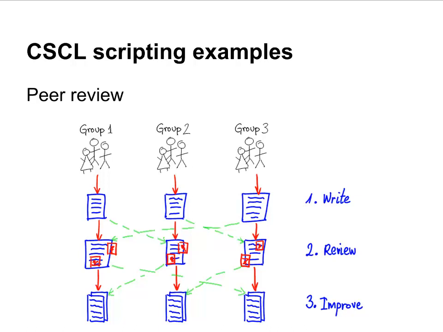One very simple example of macro script could be a peer review scenario in which first, several groups of students generate a report on a certain topic, then the groups of students review each other's reports providing constructive feedback, and finally the groups generate an enhanced version of the report.